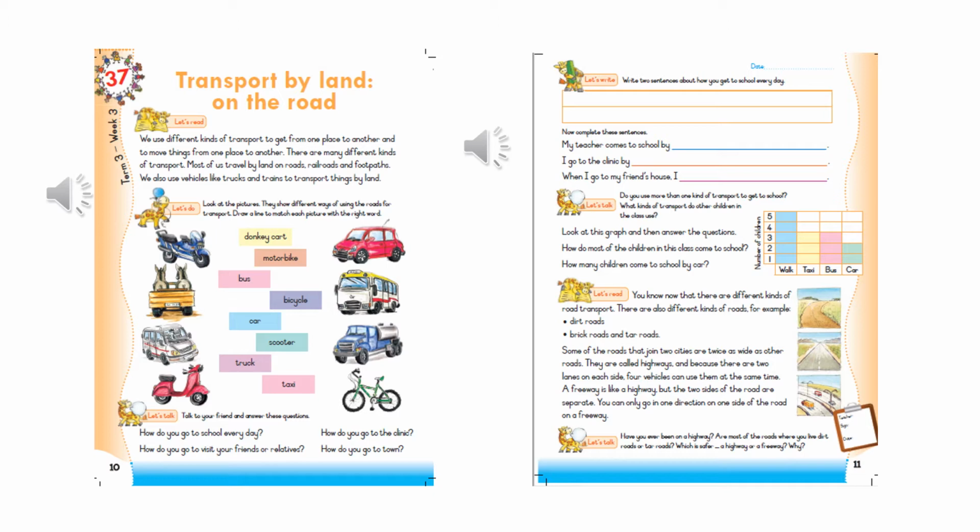Look at the pictures. They show different ways of using the roads for transport. Draw a line to match each picture with the right word. So use your ruler and different colors to match the word with the picture. Then it says, talk to your friend and answer these questions. So the girls in class will be talking to their friend and you can talk to someone at home.